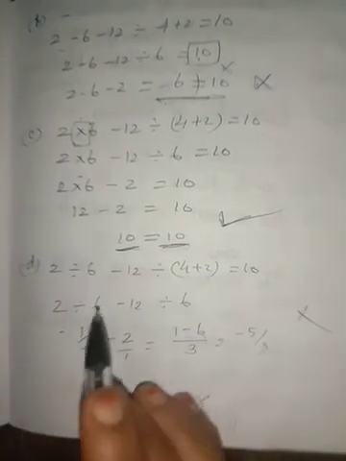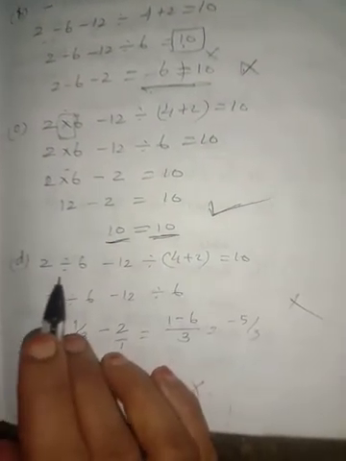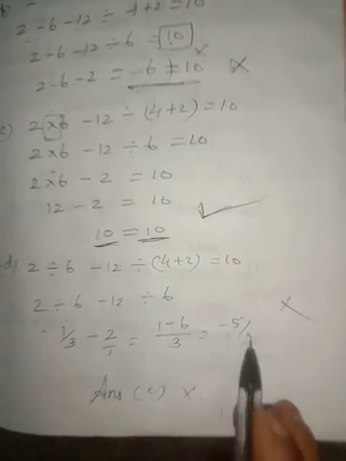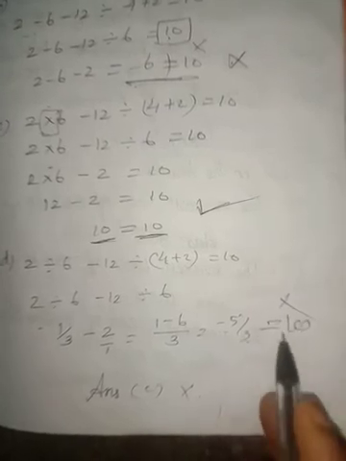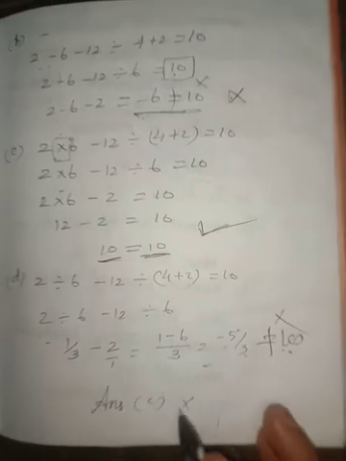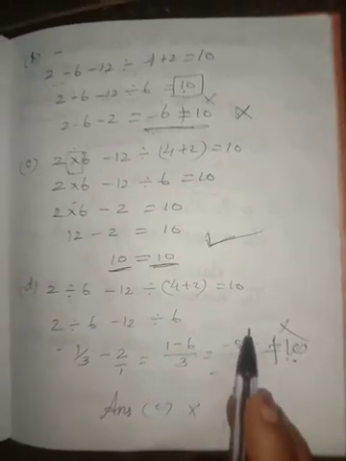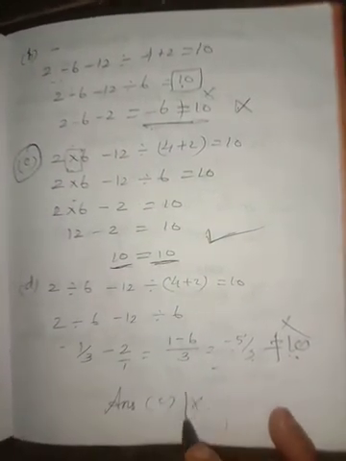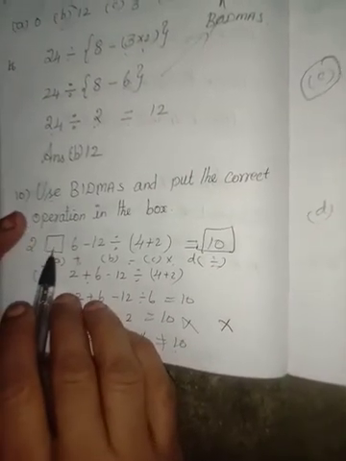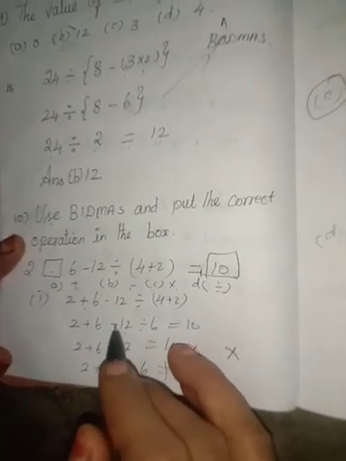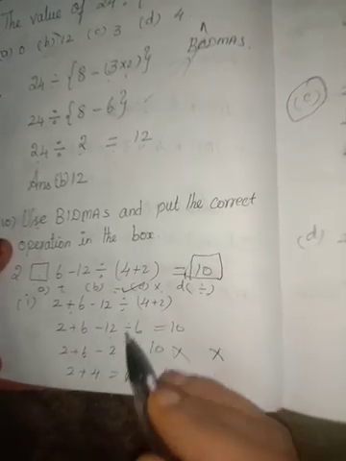Option C. I also verify using division and I get minus 5 by 3. Right hand side is 10. It's also not equal to our right hand side, so this is also wrong. So the correct answer is option C. That's why I put the symbol of multiplication in this place. When you put multiplication in this place, we get the right side answer 10. That's why I choose option C, multiplication.